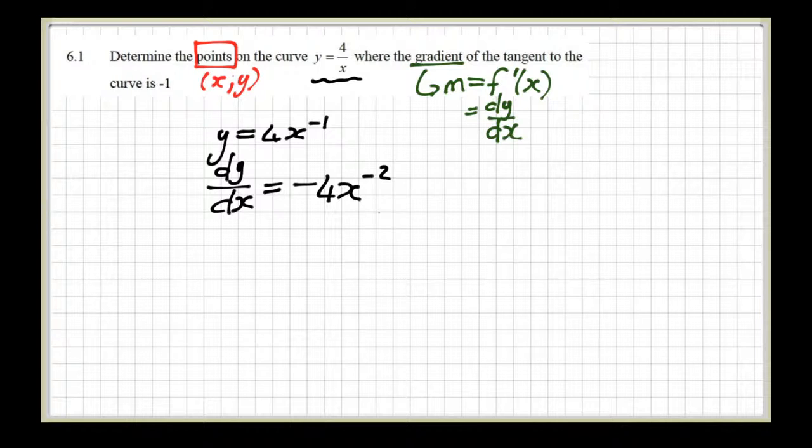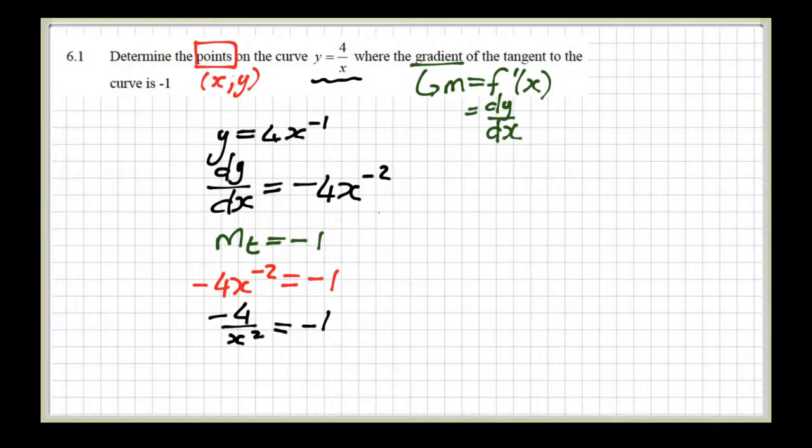And they're telling me that the gradient of the tangent is -1. So what are we going to do? We're going to take this -4x to the -2 and put it equal to -1. And now we've got to solve. For me to solve this, I'm going to take that x squared to the denominator. And now I'm going to step by step solve this. So I'm going to times both sides by that x squared. On the left, I'm left with -4. On the right, I'm left with -x squared. Which means, if I solve this, I've got x squared equal to 4.